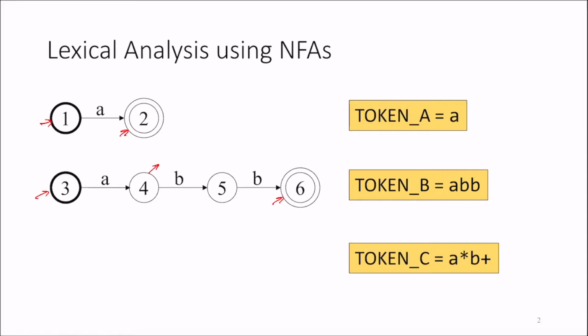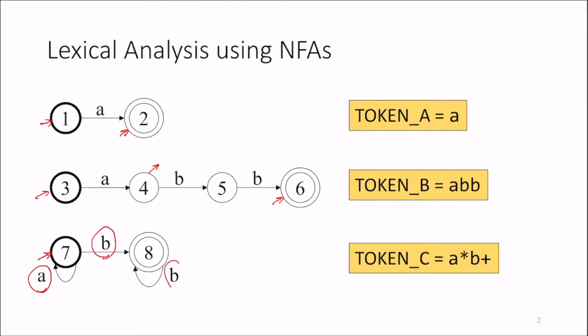Token C is slightly more complex. It's A star B plus. B plus means 1 or more B's, and A star means 0 or more A's. If I was to write that down as an NFA, this is what it would look like. We have a start state here, and then we accept 0 or more A's, and then on an input B, we can then accept as many other B's as you want. As long as you have at least one B, you can get to a final state, which is state 8.